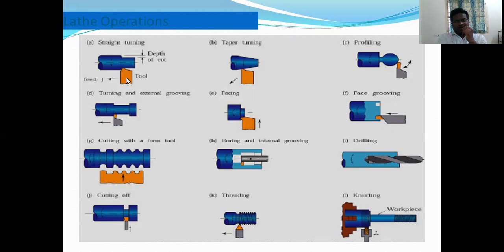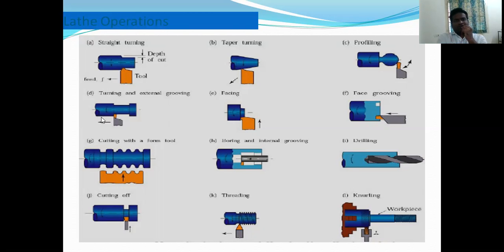Right? So for the straight turning and cutting operation, the tool is made with a single material. For taper turning also, it is made with a single material. But for profiling, observe here, the edge is made with another material. What are the advantages of these edged tools? If the tool is broken, we don't replace the entire tool with another tool. We just change this edge only. So that is the advantage of tipped tools.